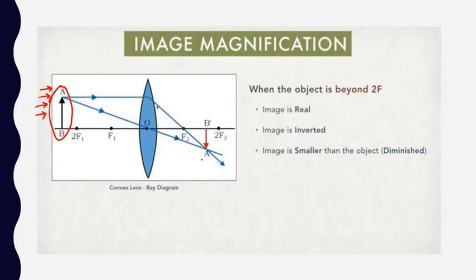So right here your image will be formed, but it is inverted, real, and smaller than the object. Our aim is what? We want the magnified image. So we have kept the object beyond the F, that is, beyond the focus.